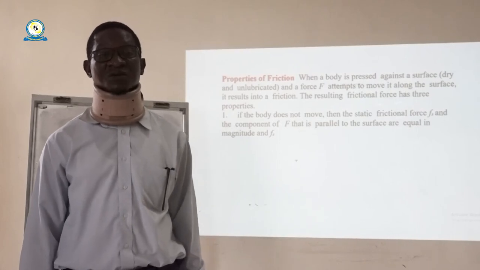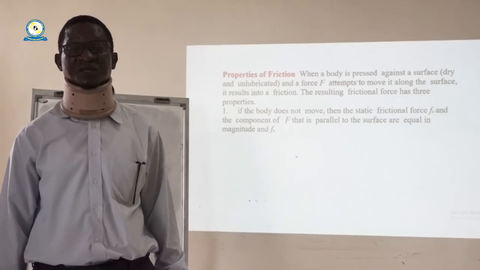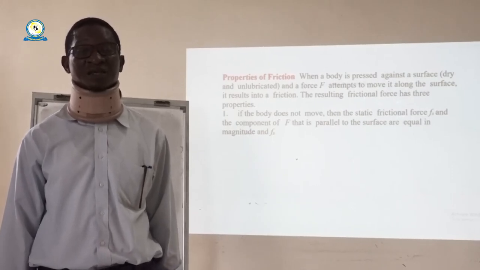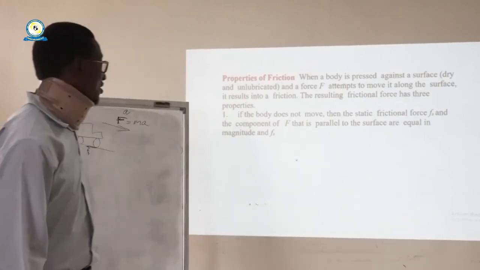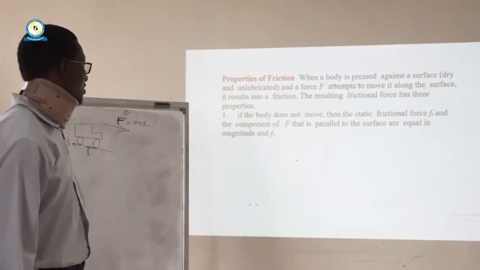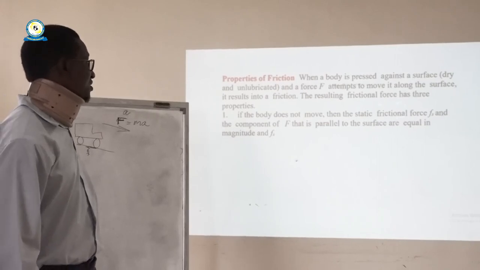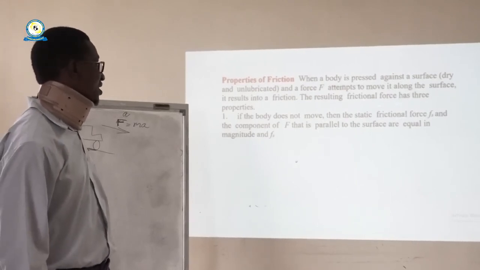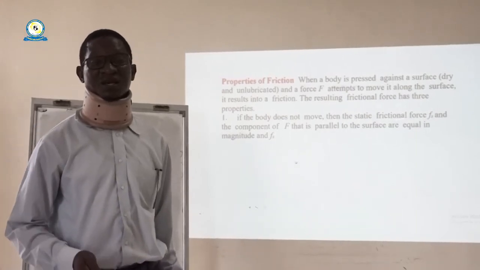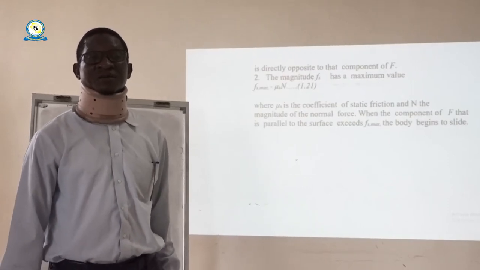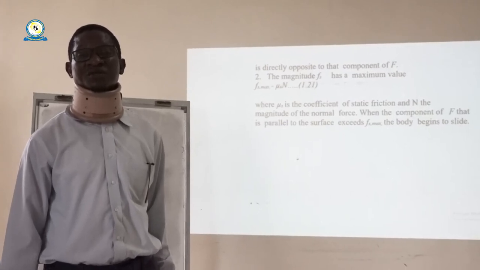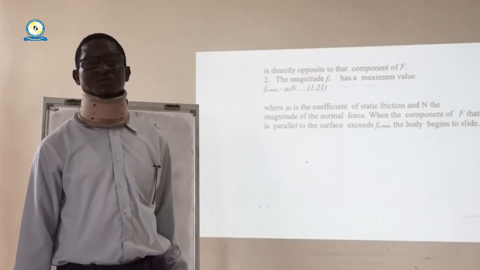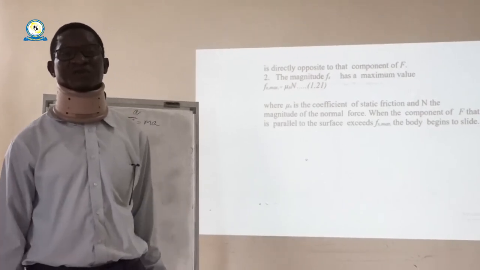If the body does not move, then the static friction force Fs and the component of F that is parallel to the surface are equal in magnitude, and Fs is directly opposite to that component of F. We talked before about this, the direction of movement is opposite to the friction force.